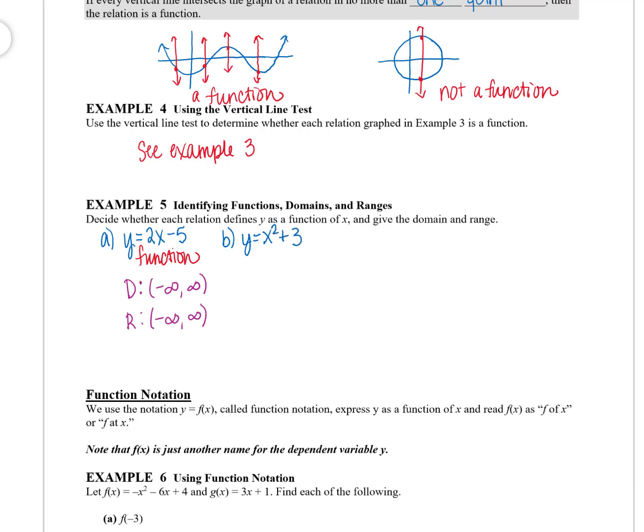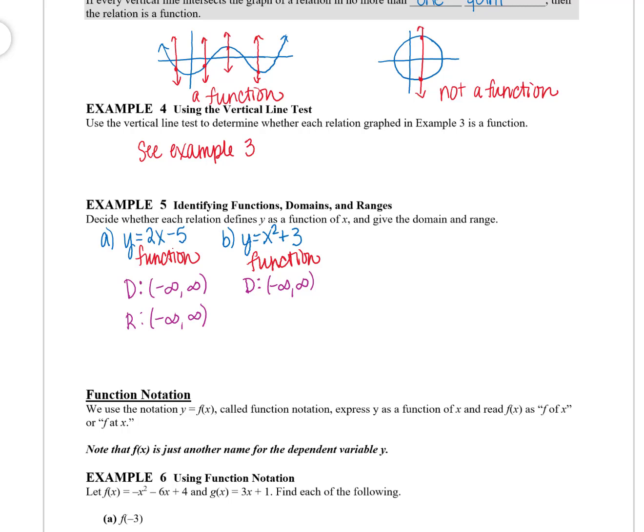To determine if it's a function, if we take some number for x and square it, and then add 3, we're just going to get one specific number for y, and so this is a function. The domain is the set of all x values. X could be any number, because we can square any number. And if you square a number and then add 3, now this is a little tricky, because if you square a negative number, do you see how you're going to get a positive number?